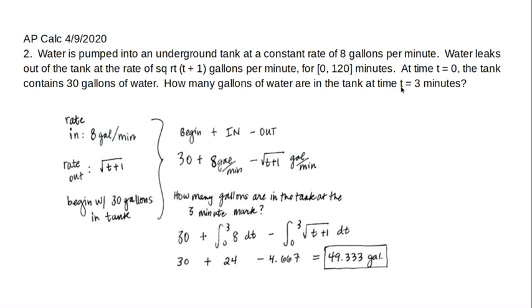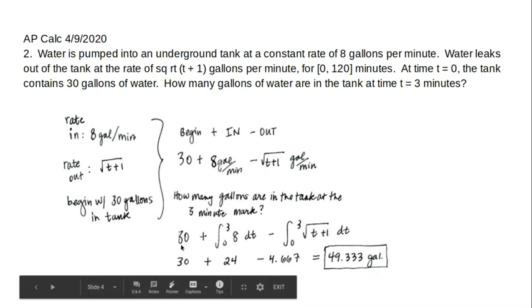Again, I'm thinking accumulation. How many gallons of water are accumulating in this tank? If you think accumulation, you're thinking antiderivative. So begin, how much comes in, how much goes out, and then how many gallons are in the tank at the 3-minute mark? Well, I'm not going to do any accumulating here with this 30 because that was just my beginning, like initial condition or initial value.